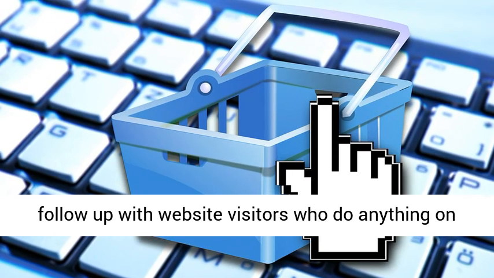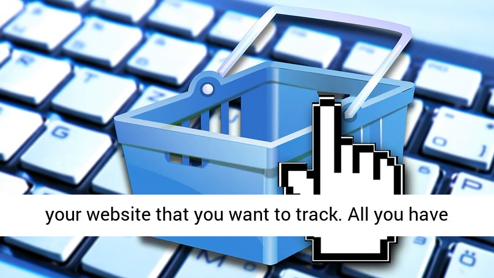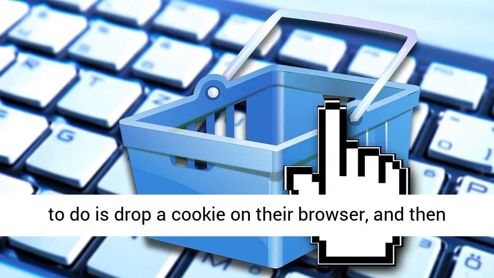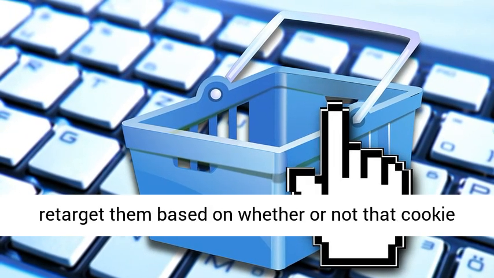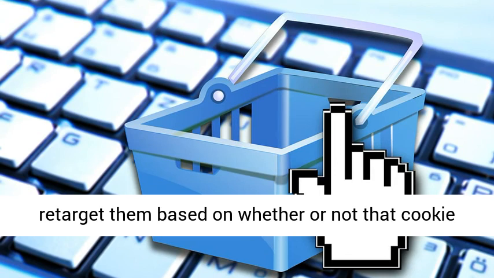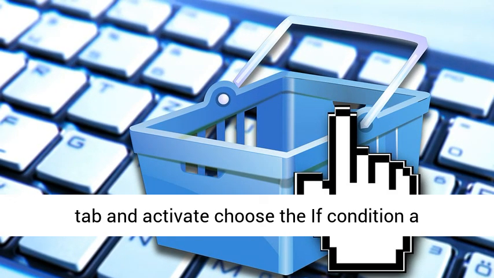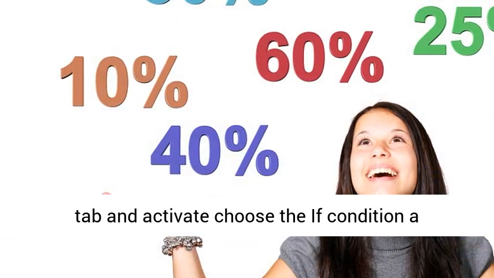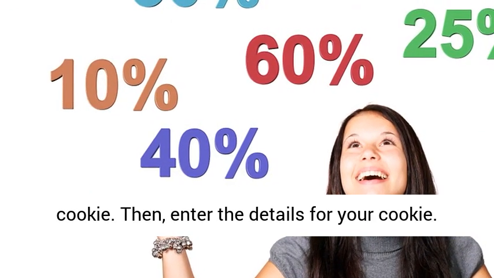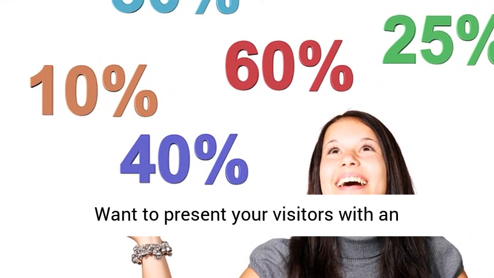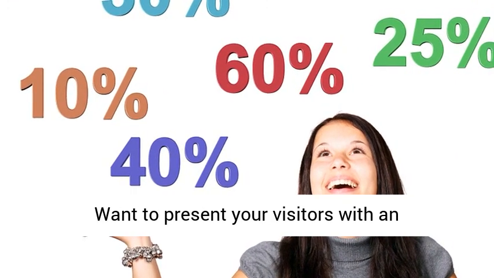3. On-site retargeting. You can also follow up with website visitors who do anything on your website that you want to track. All you have to do is drop a cookie on their browser and then retarget them based on whether or not that cookie is present. To do this, go to the Display Rules tab and choose the if condition a cookie. Then, enter the details for your cookie. It's that simple. 4. Interest-based targeting.